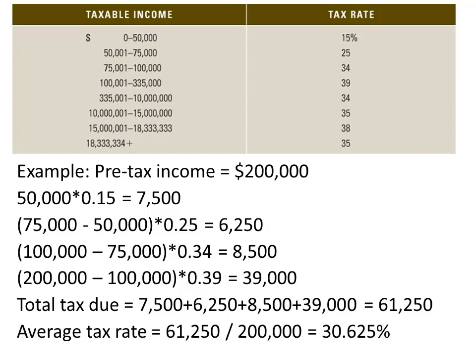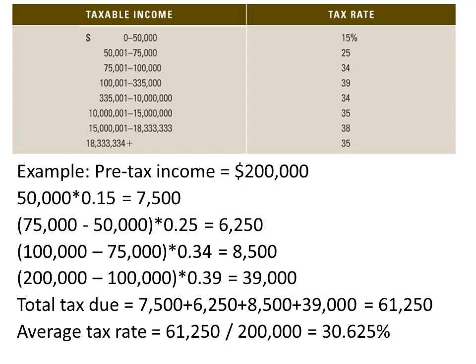Now, look on down, we have a bracket that goes from 75,000 to 100,000, and the rate on it is 34%. Have we reached 200,000 yet? No, so we must continue. 100,000 minus 75,000 multiplied by 0.34, that's 34% in decimal form, is $8,500. Have we reached 200,000 yet? No, so we must continue to the next bracket.